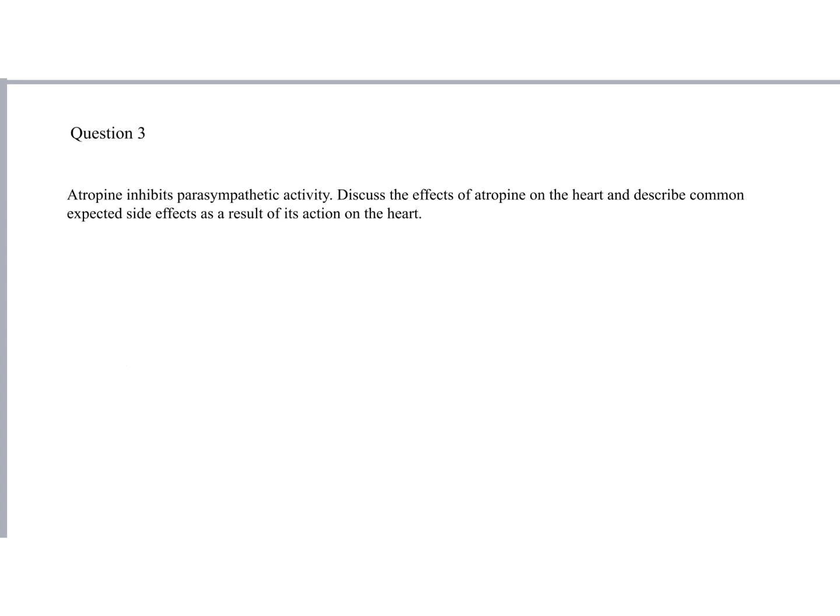All right, this next question says, atropine inhibits parasympathetic activity. So I'm going to draw a little arrow down, parasympathetic, of the heart, and discuss the effects of atropine on the heart and describe common expected side effects as a result of its action on the heart. Well, the parasympathetic nervous system, is it in control most of the time with the heart?